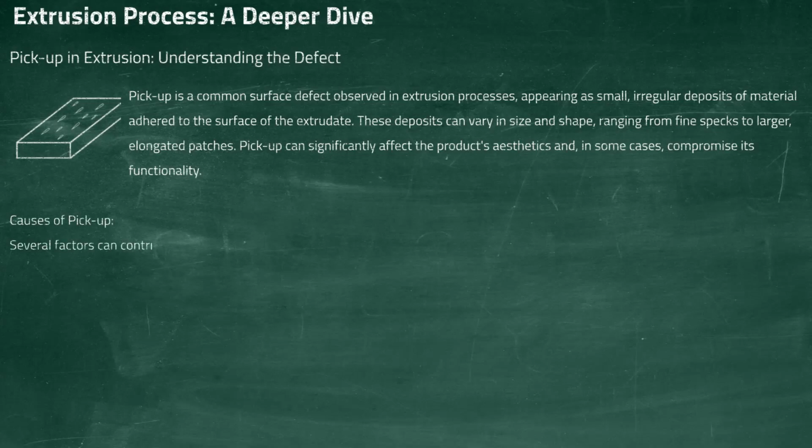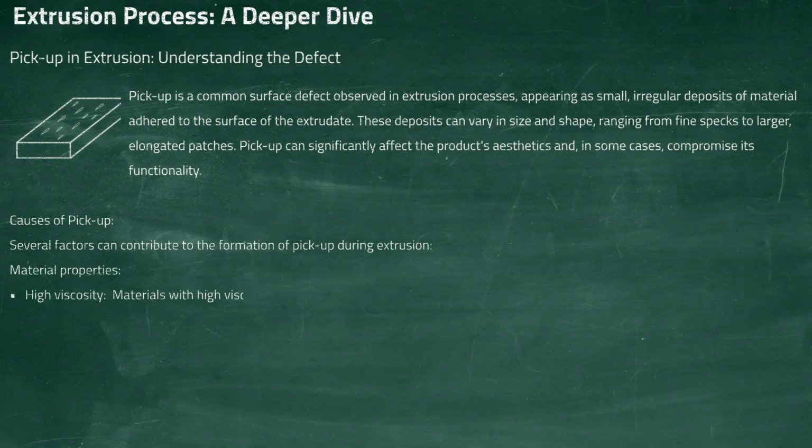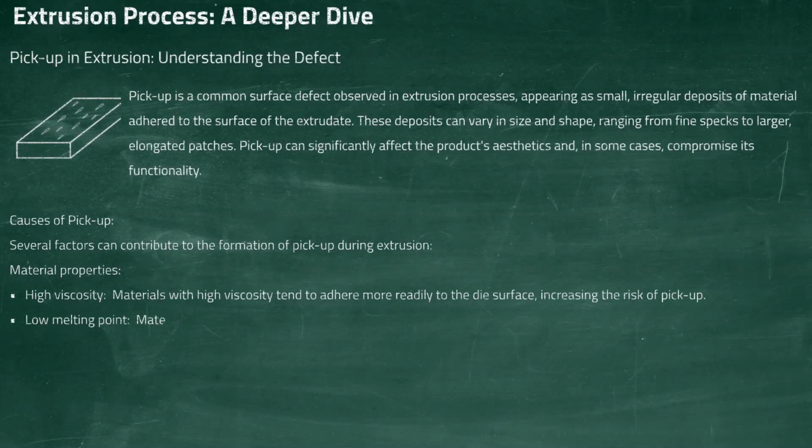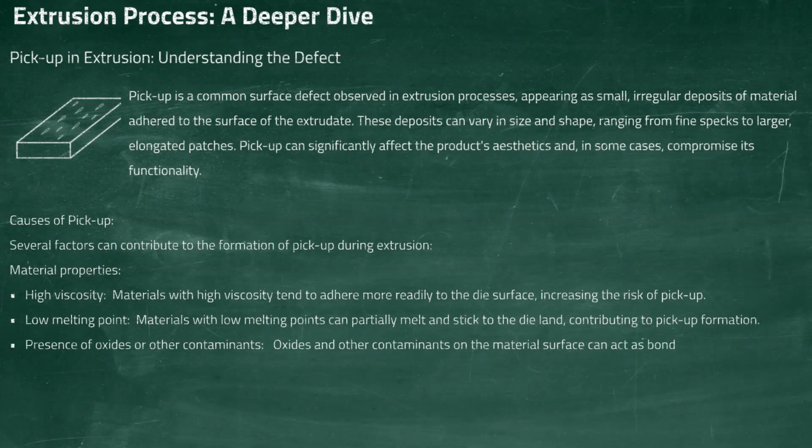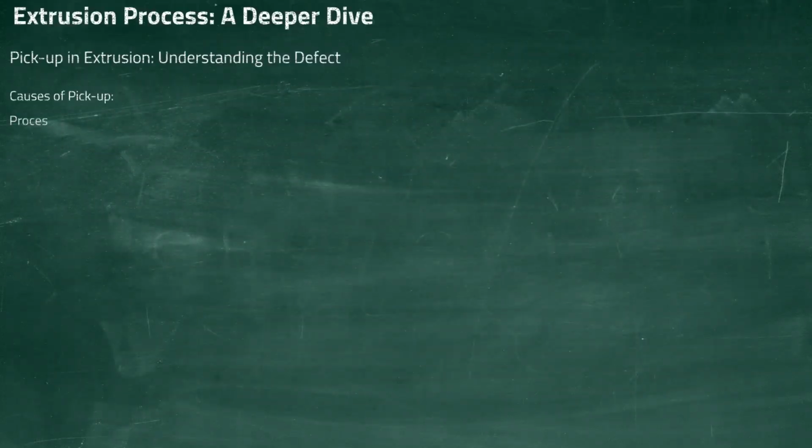Causes of pickup. Several factors can contribute to the formation of pickup during extrusion. Material properties. High viscosity. Materials with high viscosity tend to adhere more readily to the die surface, increasing the risk of pickup. Low melting point. Materials with low melting points can partially melt and stick to the die land, contributing to pickup formation. Presence of oxides or other contaminants. Oxides and other contaminants on the material surface can act as bonding agents, facilitating adhesion to the die.